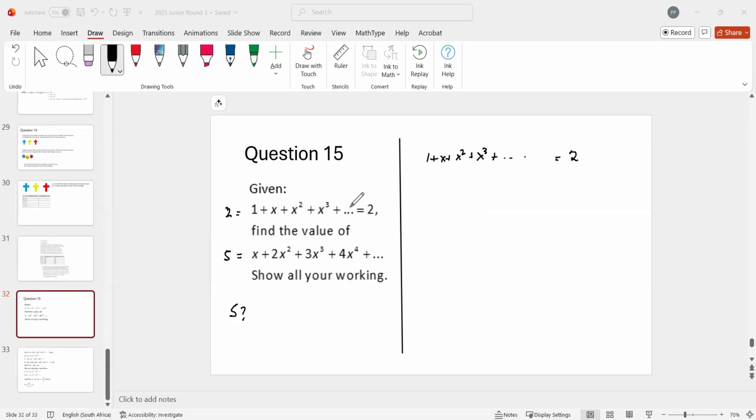Now you'll notice here I got 1 plus x squared. I got all powers of x, and I know that this thing all adds up to 2. And here I don't have plain powers of x. I've got powers of x certainly, but the coefficients are 1, 2, 3, 4, and so on. Right? Now the trick here is actually to multiply s by x. Let's put a 2 here on this side. And what I'm going to do is, you'll see why. I'll work out x times s. No, I'm sorry, x times 2.